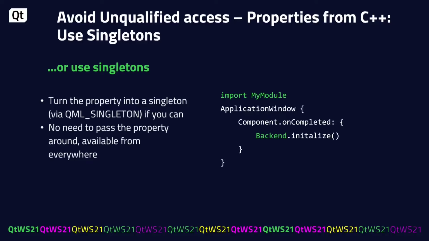You will still import your module, but instead of referencing a specific backend object, you have one backend object you can reference from everywhere. This is especially great for bigger applications because it will enable you to use the backend property with much less hassle, and you could have a lot of passing around otherwise.